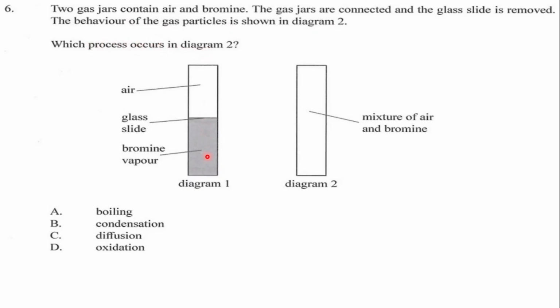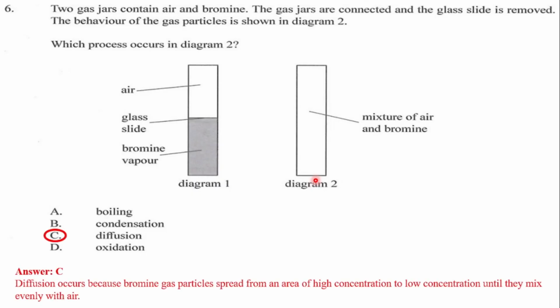So we have diagram 1, we have air, we have glass slide, we have bromine vapor, and this is diagram 1. And here we have a mixture of air and bromine. This is diagram 2. So what process occurs in diagram 2? Is it boiling, condensation, diffusion, or oxidation? So they're trying to figure out which process is going to happen in diagram 2. The correct answer is definitely going to be C, diffusion.